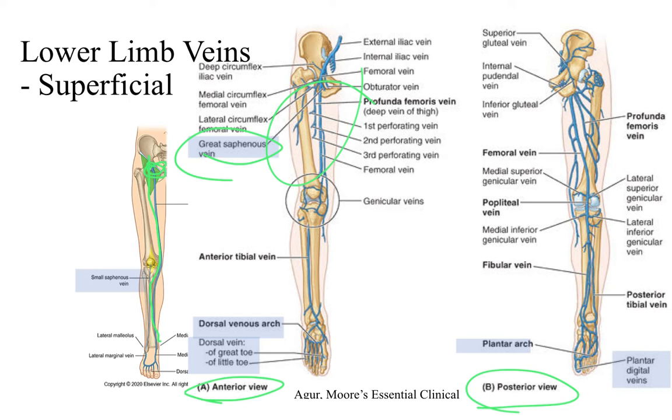The other vein is the small saphenous vein, and you notice that that is running more laterally along the leg right here, and that is going to course up to about the popliteal region, where it will then join the popliteal vein and then continue heading upwards towards the trunk.